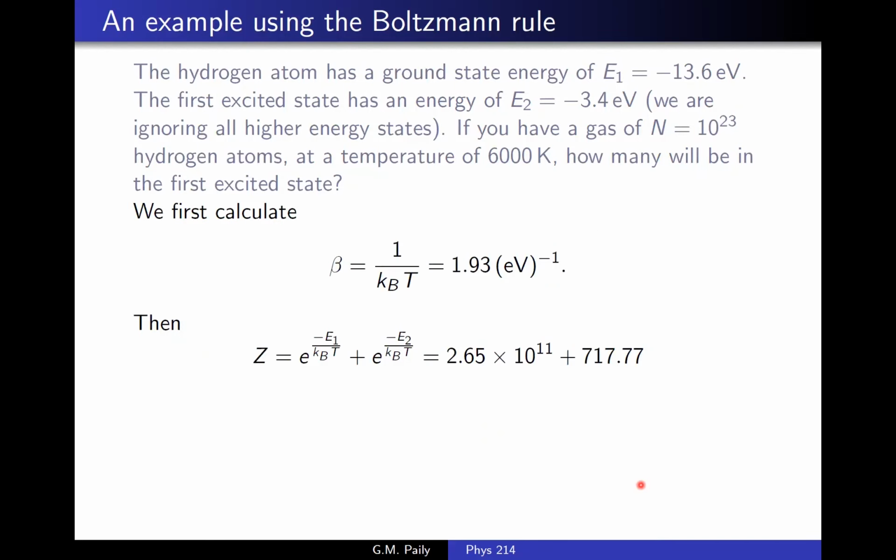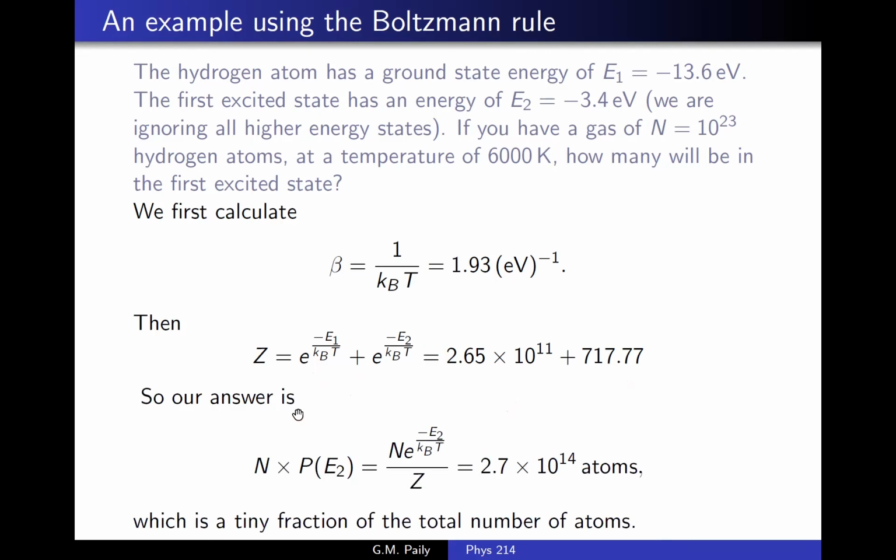So first we make our life easier by calculating 1 over k_B T. So for a temperature of 6,000 Kelvin, this works out to be 1.93 inverse electron volts. And then we calculate the partition function, which is that normalization factor, and it's simply the sum of those exponentials. And it turns out that the ground state energy, which is lower, completely dominates. It's 2.65 times 10 to the 11 versus just 717 for the first excited state. So because of the exponential, even a small change leads to a huge difference.